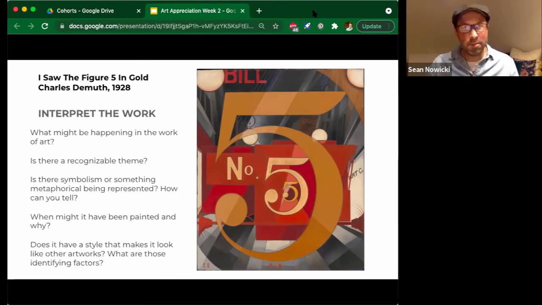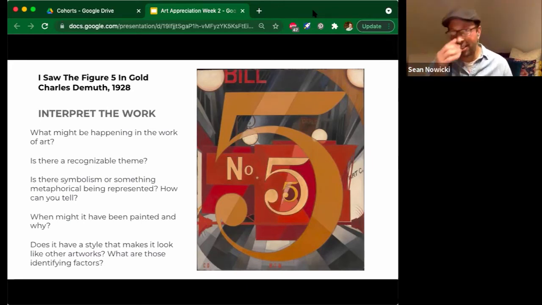We know when it was painted, but we don't know why it was painted. Can anybody take a guess? Why it was painted is a big one, but it's also a thing that you do. Like, why would Charles Demuth take the time to paint all these 5s with this sort of cityscape? Does anyone want to take a stab at why?